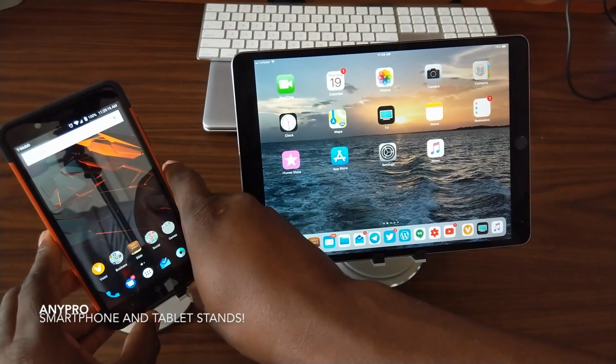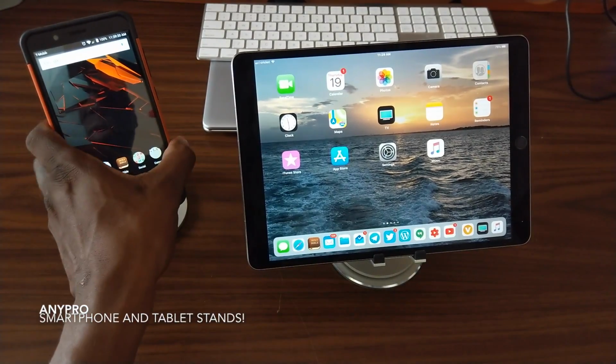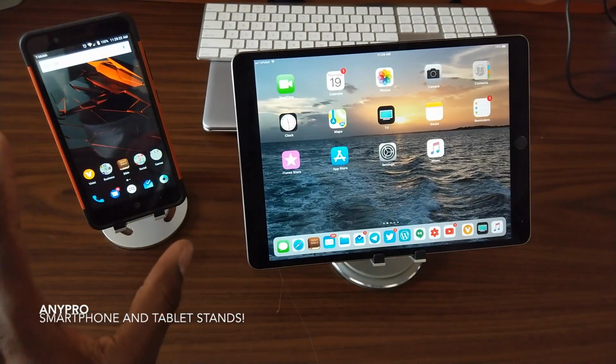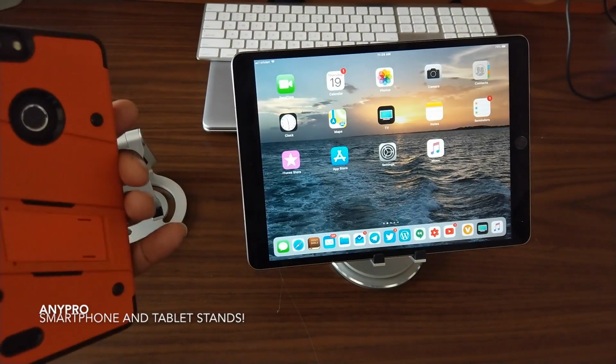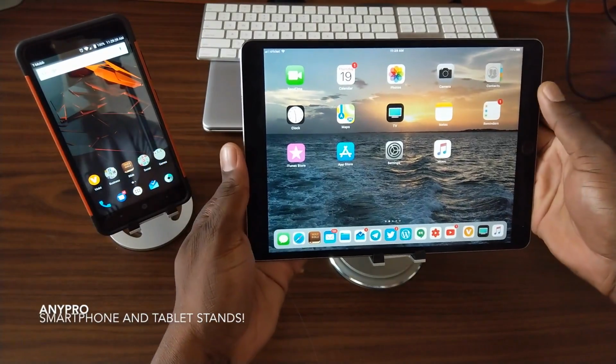But cell phone stands are really nice, and this is one that they have for your smartphones. And again, I picked one of the bigger smartphones that I have with a case to show you that it actually does work well. So now let's move on to the tablet.